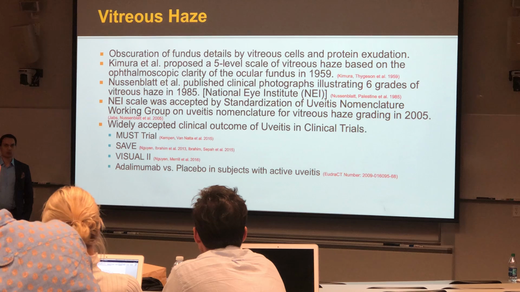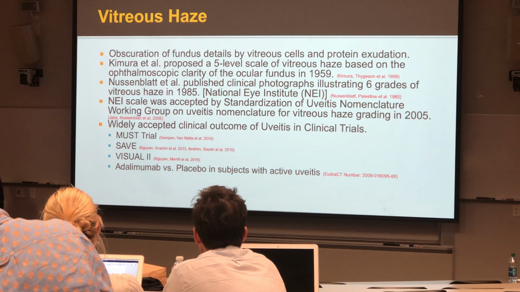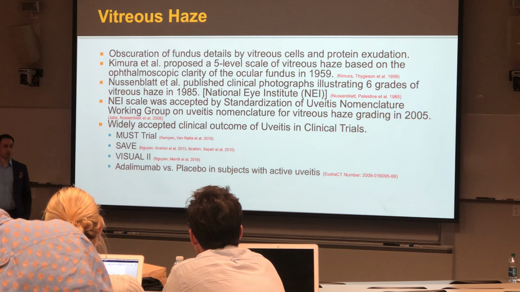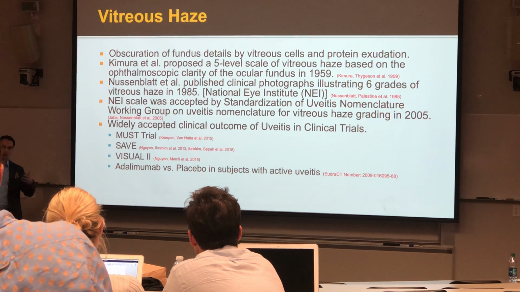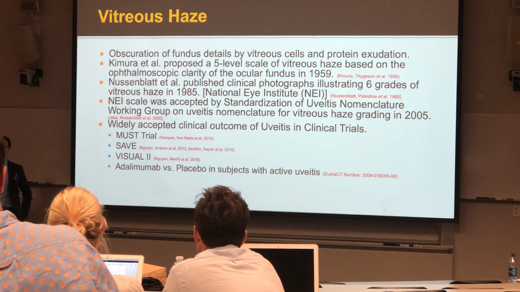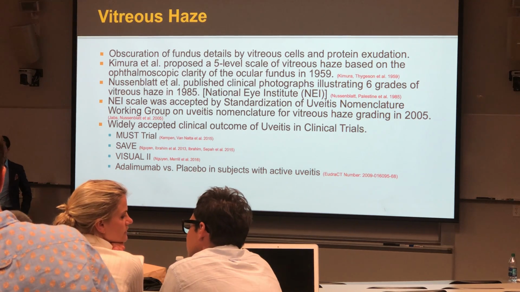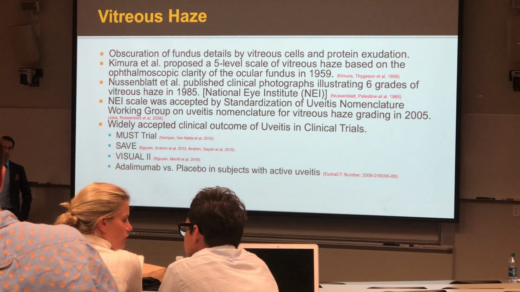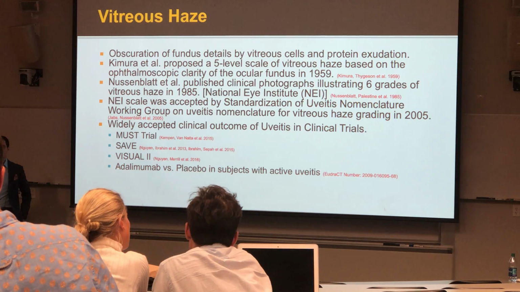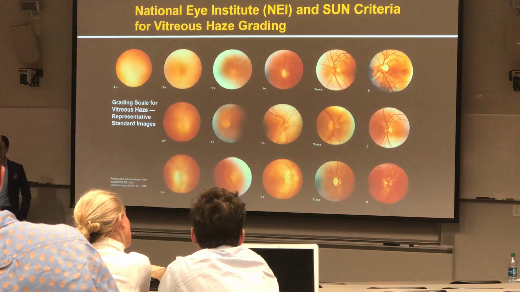Kimura et al. had proposed a 5-level scale in 1959. It wasn't until 1985 when Dr. Nussenblatt and his colleagues published a photographic scale for us to compare our findings, and it was a 6-level scale at the time. This was later confirmed and adapted by the SUN Working Group and became part of most pivotal clinical trials that you have seen so far. That's the 1985 manuscript. This is the scale.